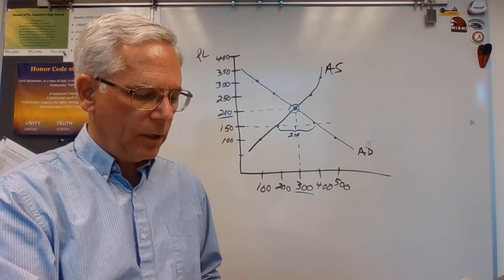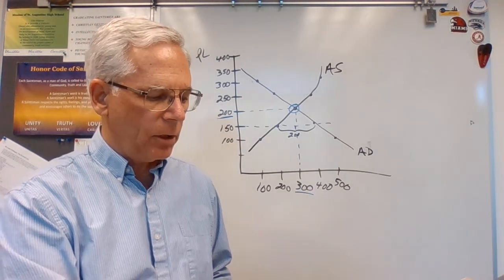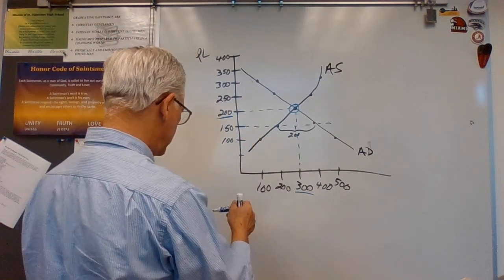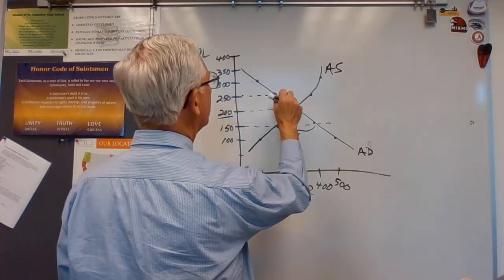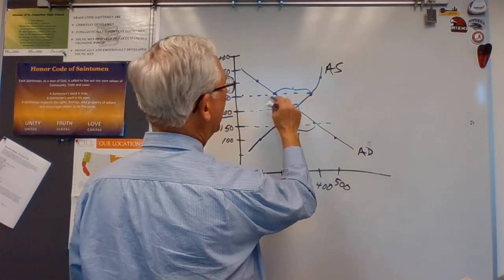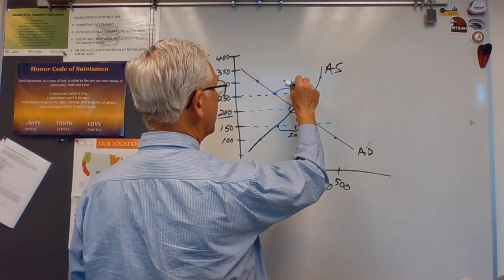If the price level is 250, will quantity demanded equal, exceed, or fall short? So at price level of 250, back to my blue one here, I'm sorry, aggregate demand will fall short of aggregate supply by 200 billion.